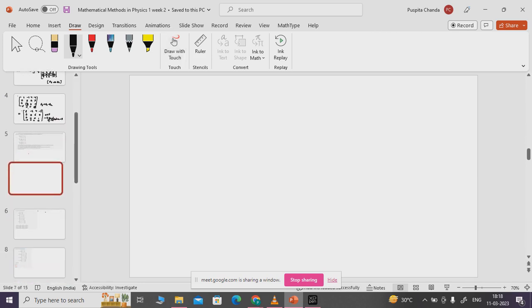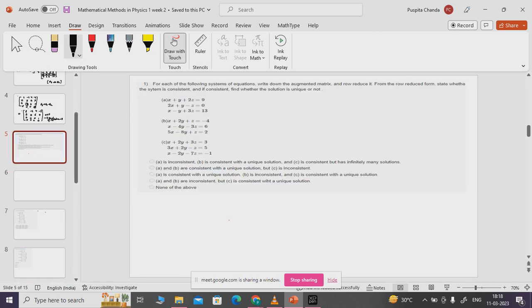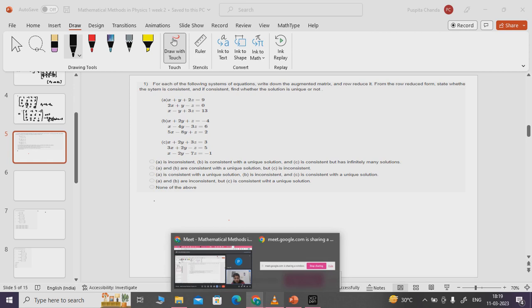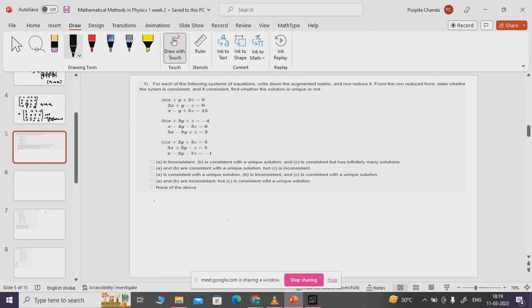So now we should move on to the question of Assignment 2. The question is, for each of the following systems of equations, write down the augmented matrix and row reduce it. From the row reduced form, state whether the system is consistent, and if consistent, find whether the solution is unique or not.